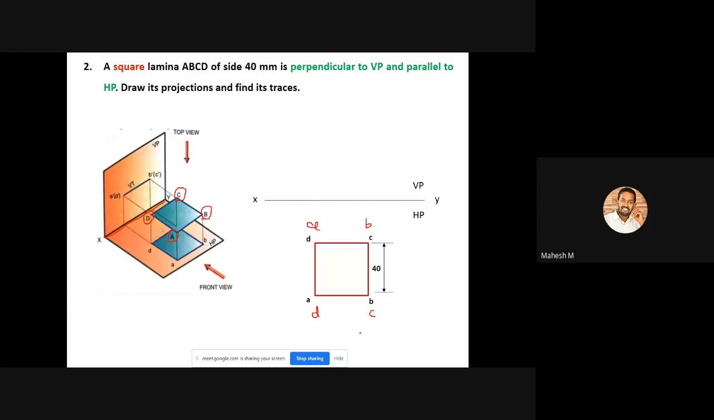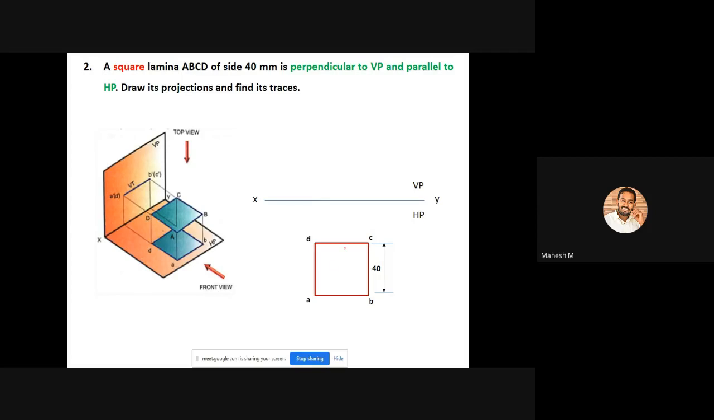You can do it freely. But if you are marking a top view like this, the front view notations will vary, because it depends upon the condition of the top view. Okay, understood? You can do it freely as you like.